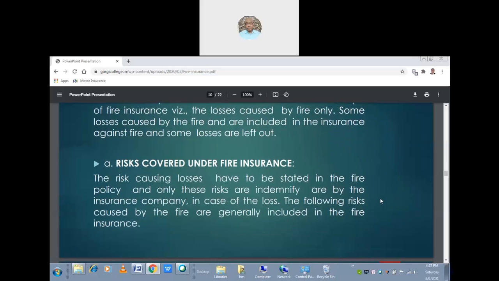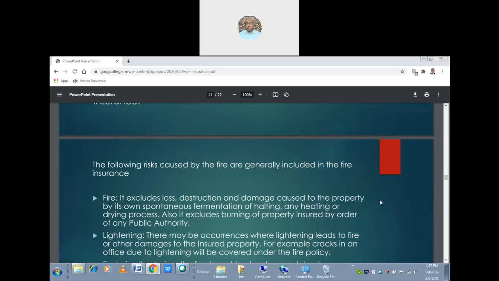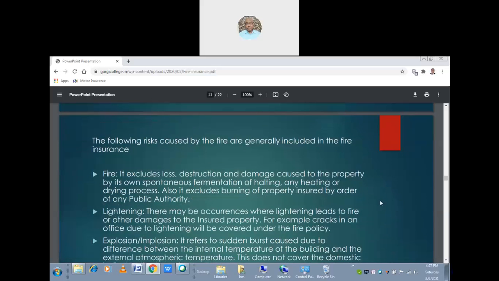Now the second point clearly mentions the risks covered under the fire insurance. The risks causing the losses have to be stated in the fire policy. Only these risks are indemnified by the insurance company. In the case of loss, the following risks caused by the fire are generally included in the fire insurance. What are these risks? Let us see.